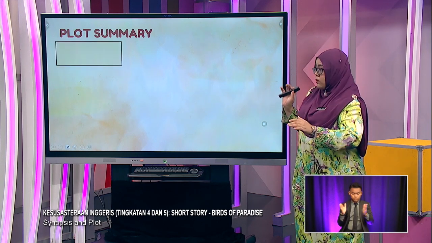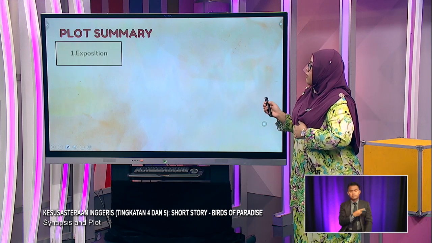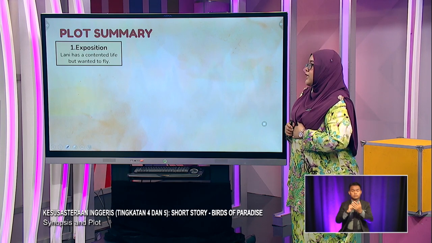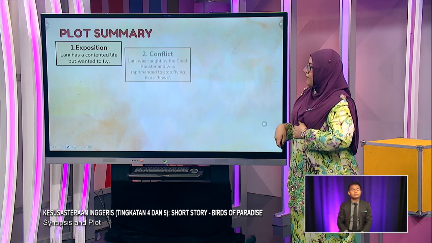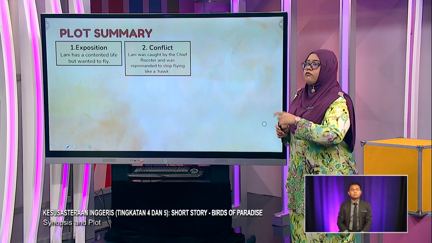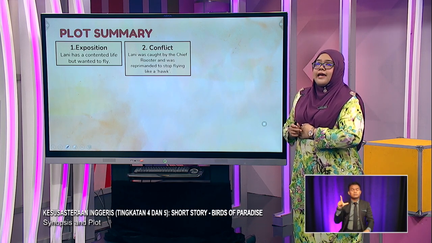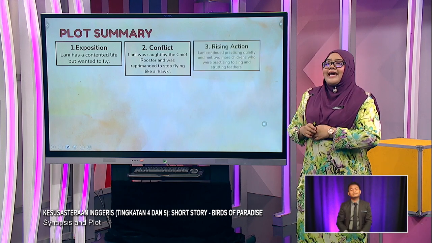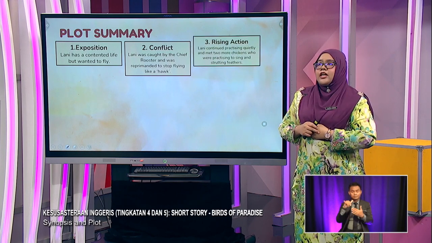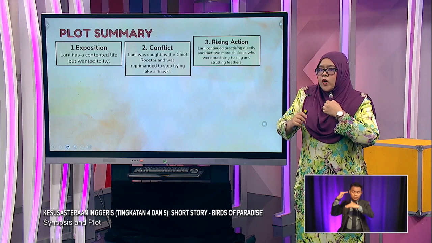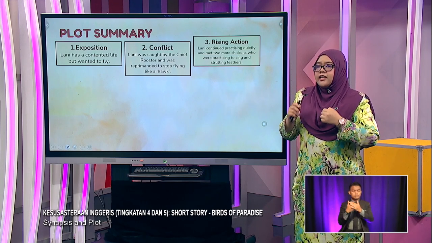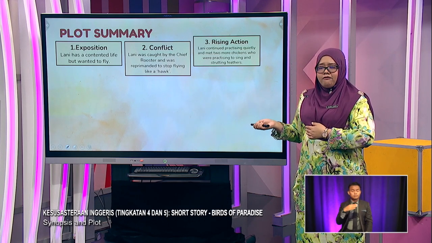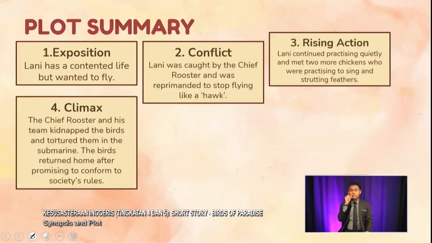So, as we know, according to each of those steps, the first one is exposition. The story begins with Lani, who has a contented life but wanted to fly. The second one begins the conflict that she has with the chief rooster and how he reprimanded her to stop flying. And then we have the rising action where she still quietly practiced and then she found some birds who are also practicing their hobbies, singing and strutting their feathers. And then came the climax.